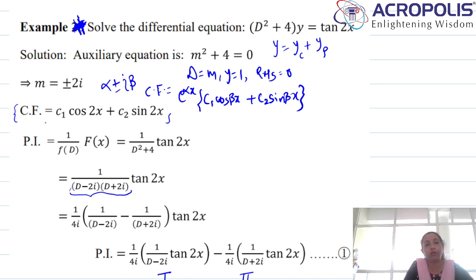So we will have our complementary function like this. This is alpha, this is beta. So we will write here e to the power 0x, which is equal to 1, c1 cos 2x plus c2 sin 2x. So this is the complementary function. Now we will proceed for the particular integral.